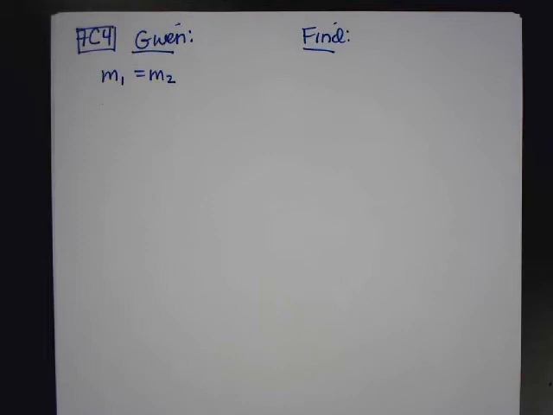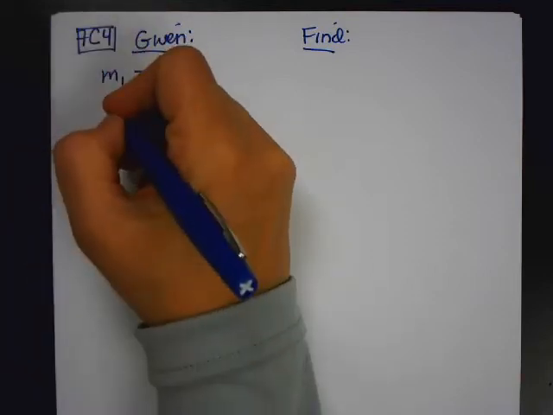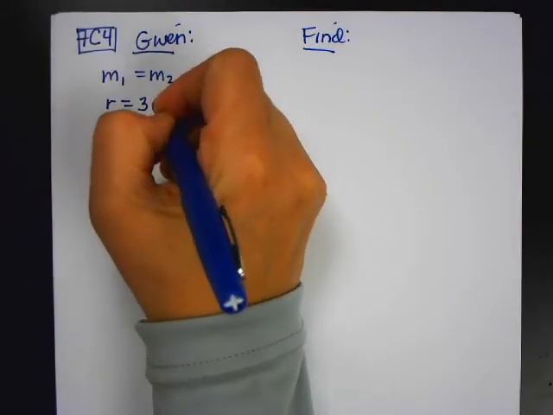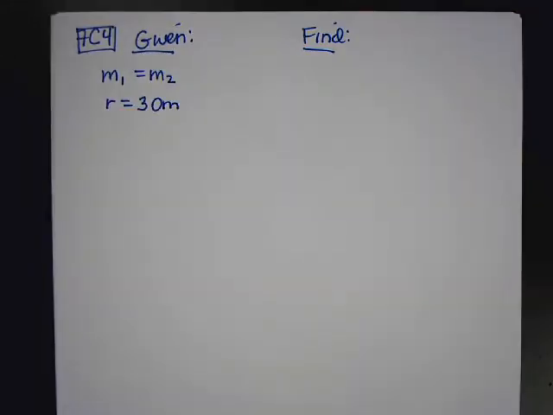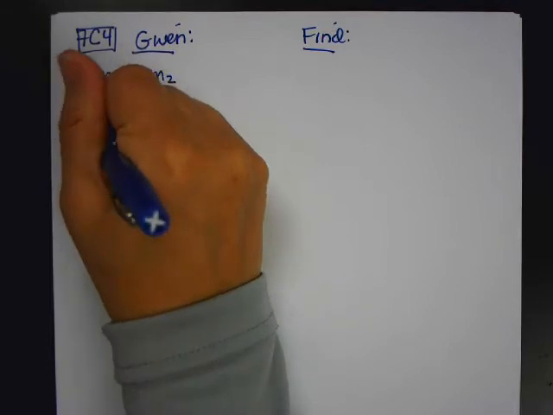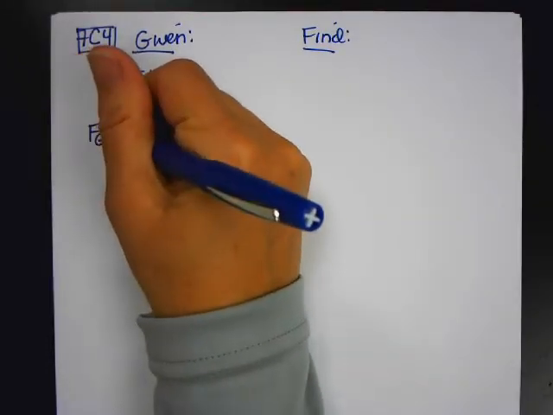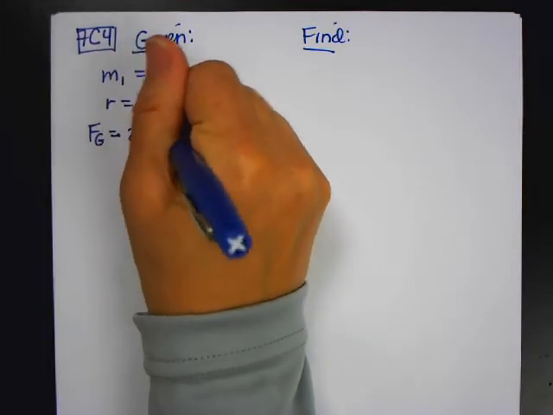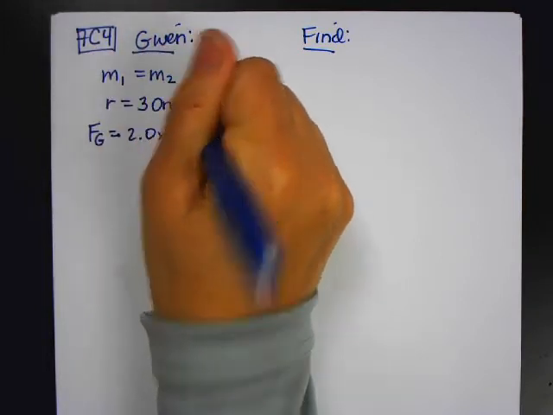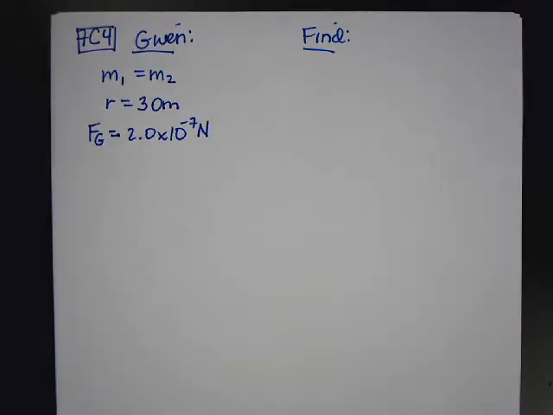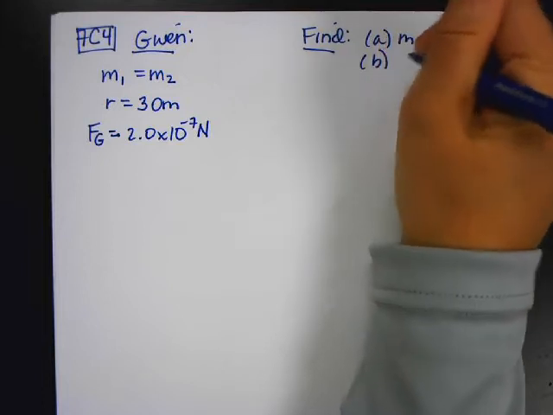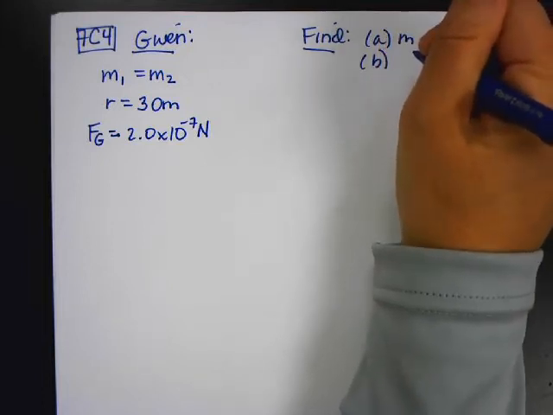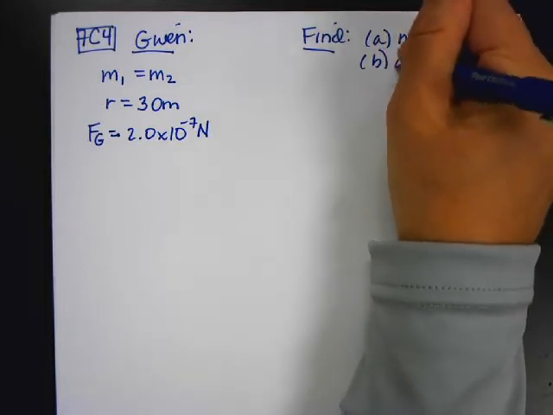They're put into orbit 30 meters apart, so the distance between them is 30 meters. The gravitational force between them, F subscript big G, is 2.0 times 10 to the negative 7 newtons. A, what is the mass of each satellite? And B, what is the initial acceleration given to each mass by this force?